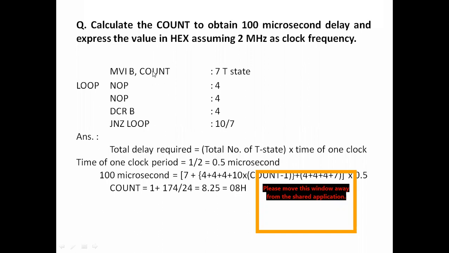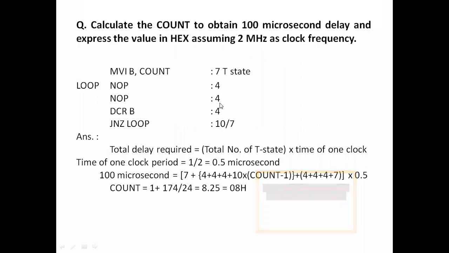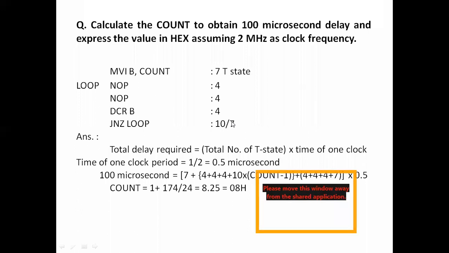It means if this count value is 0.8, and if we execute this particular program, this program will be able to create a 100 microsecond delay, because the total number of T states multiplied by the time period of 1 T state gives the total time consumed in this particular program. So with this, we are able to find out how we can do the 100 microsecond delay.